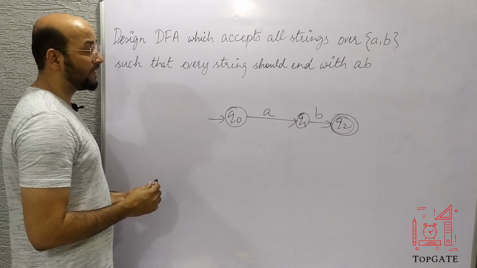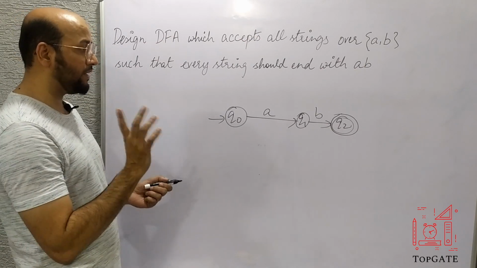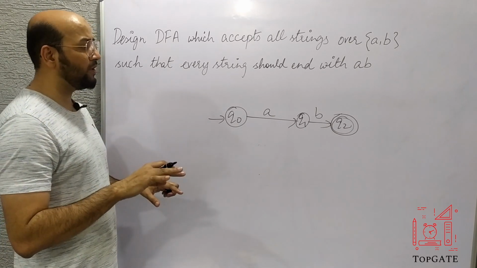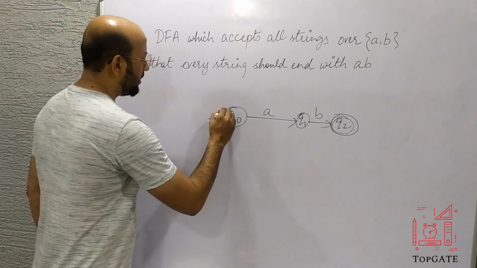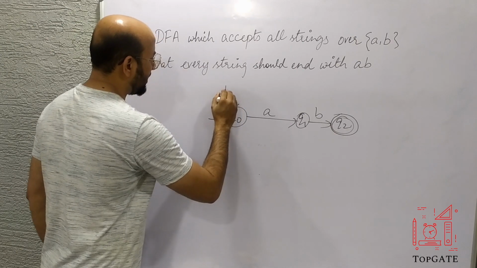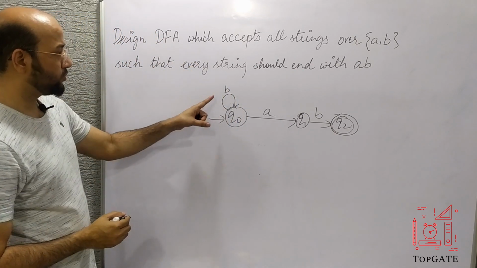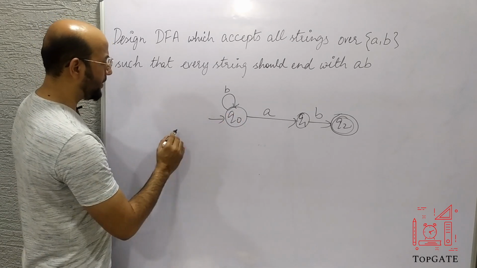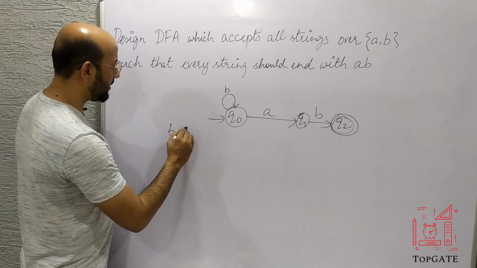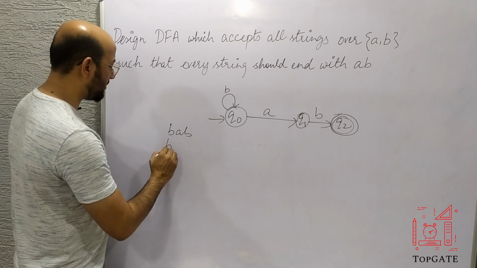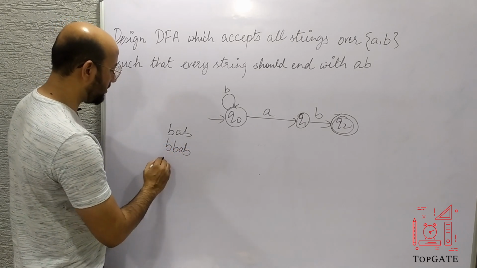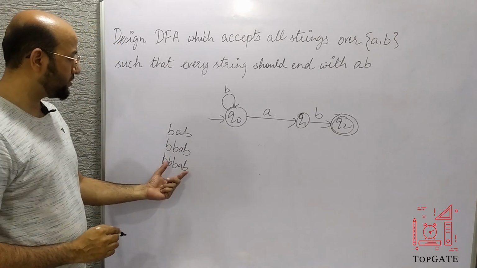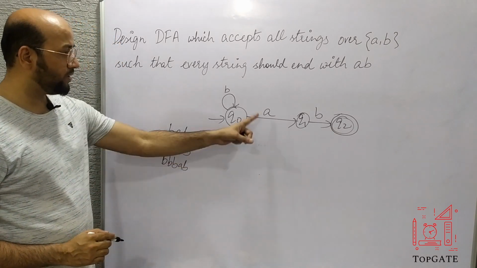It is saying that the string should end with AB. That is a mandatory requirement, and the string can start with A also, the string can start with B also, anything can be there. So I'll simply put a self loop here of B. So the string can start with B, so it will accept B, AB, or BB, AB, or triple B, AB. So it will accept all these kind of strings in which the ending is done with AB.